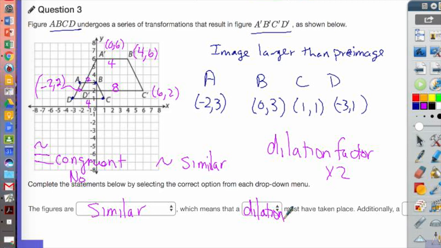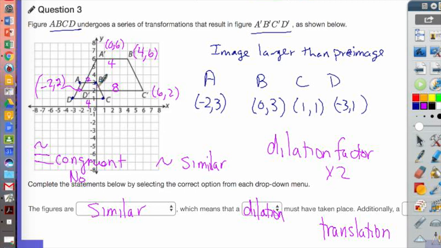Additionally, there's also a translation. It's cut off there, but you can see it on your Illuminate. A translation was performed. They're all in the corresponding location, so there's just a sliding that occurs.